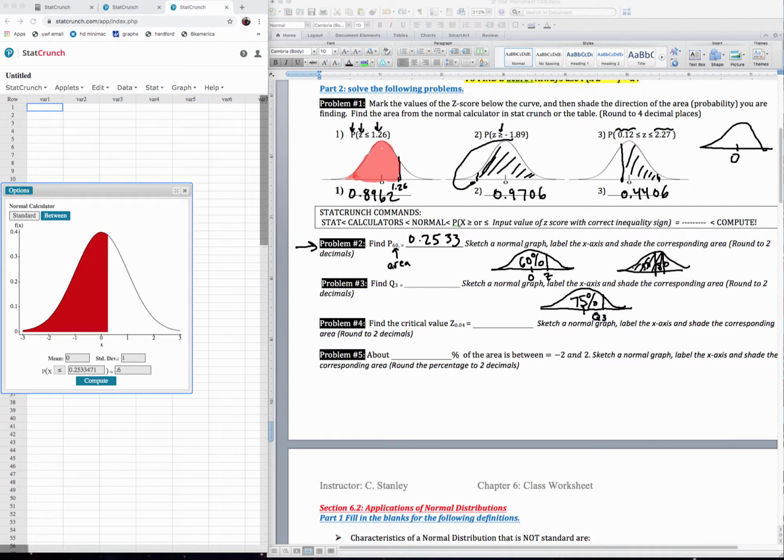To do that, all we have to do is change this to 0.75 because it's the third quartile. There you go. See the red? This red here is 75%, and that's actually 25%. So, 0.6745.